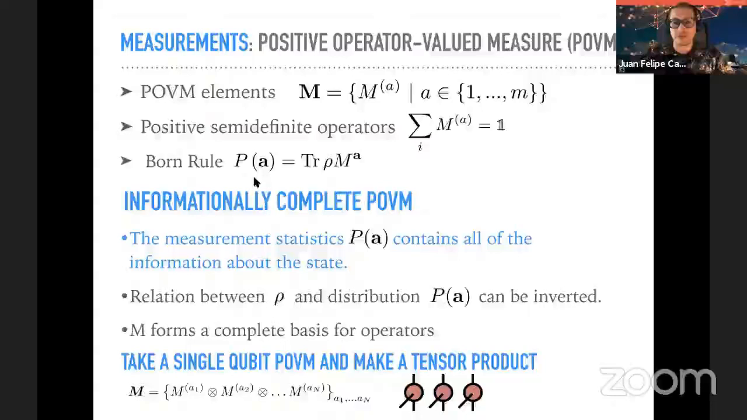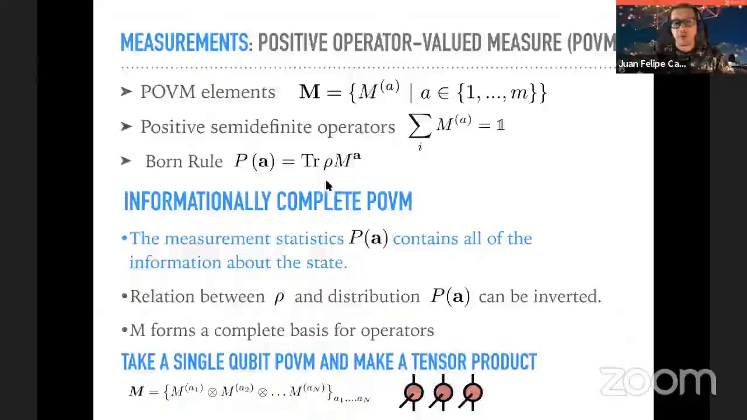And the type of measurements that I'm going to use in particular are called informationally complete. What that means is that if you have the measurement statistics of such a measurement, you know all the information about the quantum state rho. That's one interpretation of informational completeness. The other aspect of it is that if you have informational completeness, it means that this Born rule can be inverted, right?